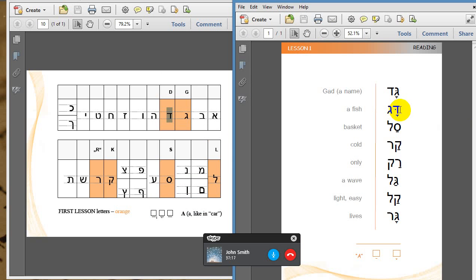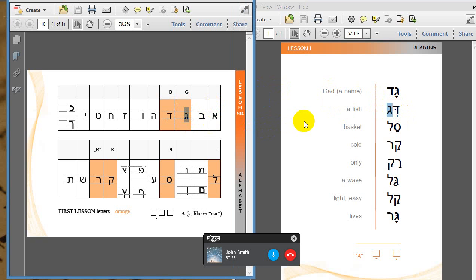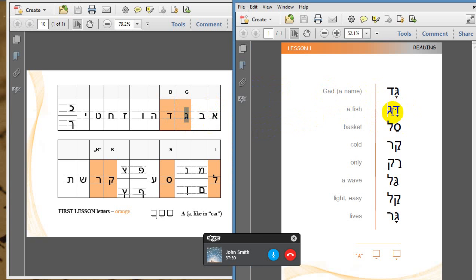So, next word, let's try reading it. Yes, the first letter is D. The vowel underneath is A. The next letter is, what's this letter? G. Right, dag. So what's that dag? What does it mean, dag?